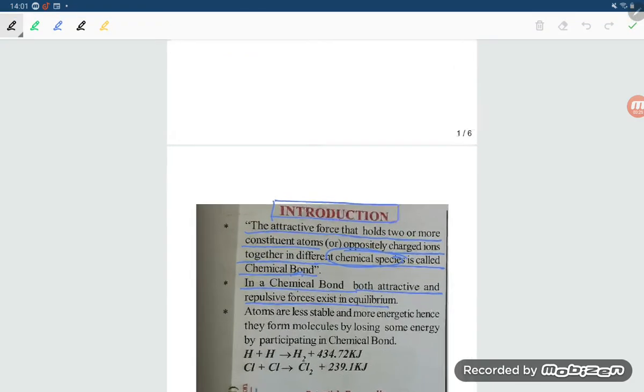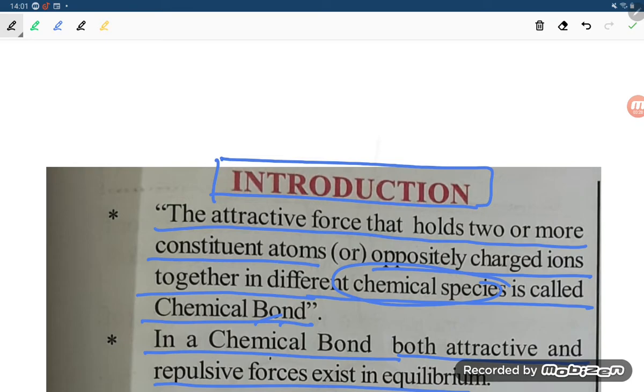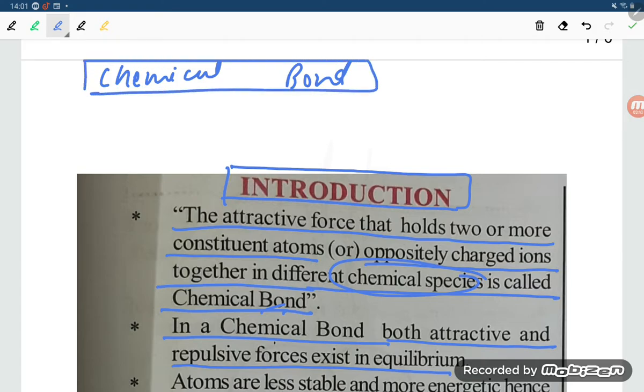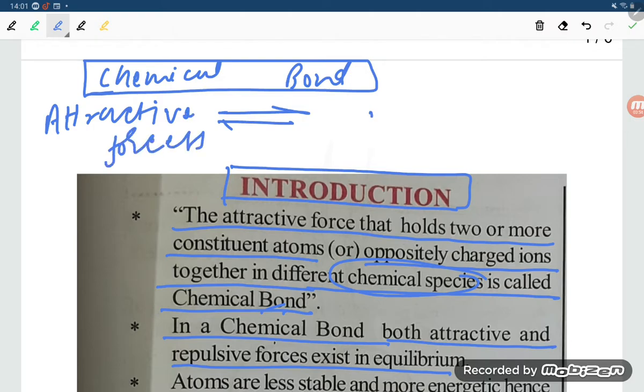Whenever a chemical bond is getting formed, two things are there in equilibrium. The first one is attractive forces. At the same time, repulsive forces are also acting, students. What is the meaning of this?